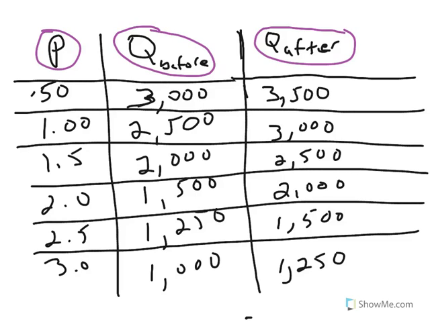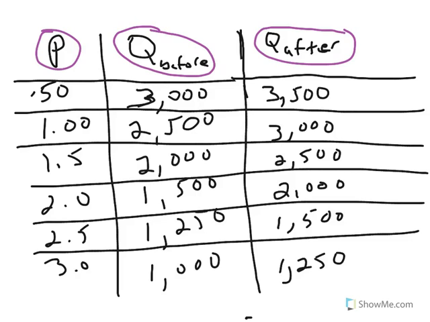So you can see at a price of 50 cents, quantity demanded before was 3,000, quantity demanded afterwards was 3,500, and basically for every 50-cent drop in price, there was a decrease of 500 bushels demanded until we get to $2.50, where that decrease slowed to 250 bushels.